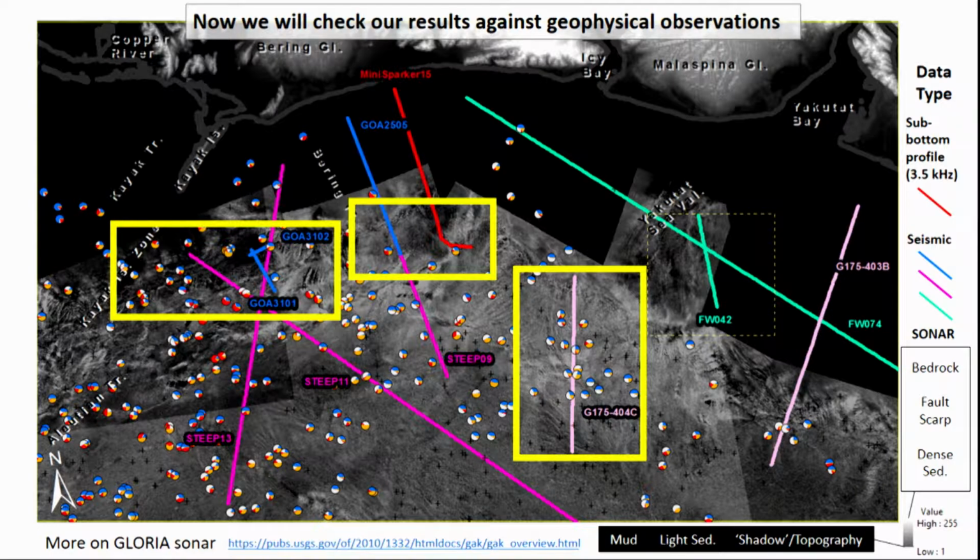We have a few different data types here. We have sub-bottom profiles. I've shown one in red. We have a few different seismic vintages. And we have a background of backscattered sonar. Really briefly, where we have high values in the sonar, which are light-colored, we're basically thinking of that as bedrock or fault scarps or dense sediments.